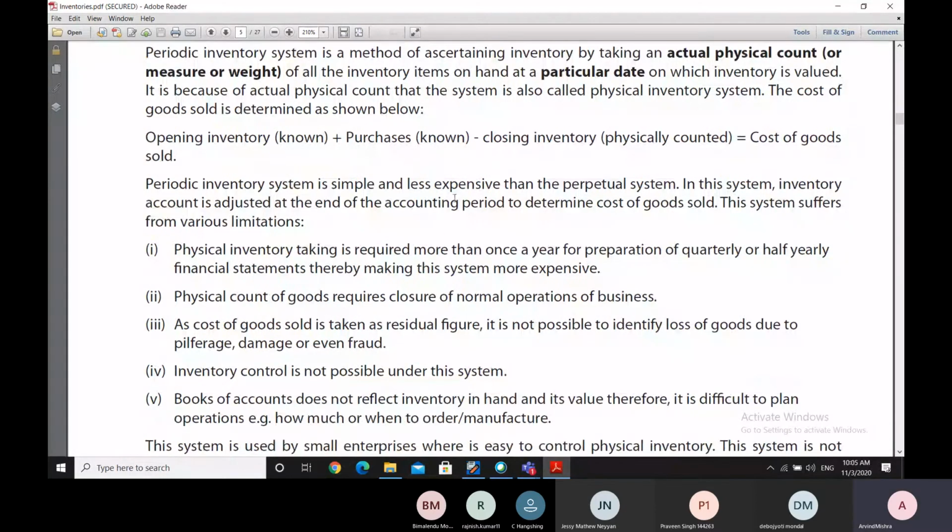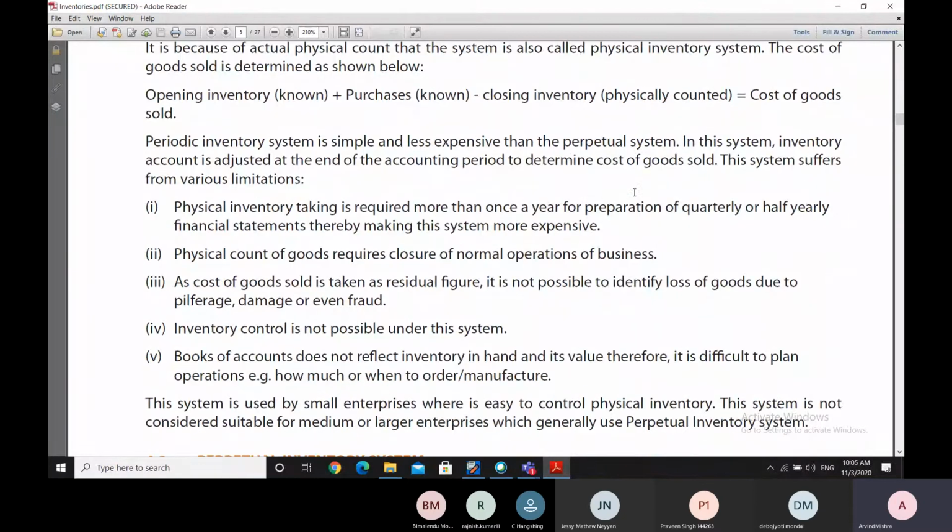Now this system is simple and not very expensive as compared to the perpetual system. In this system, the inventory account is adjusted at the end of the accounting period. At the end of the period, the inventory account is adjusted to determine the cost of goods sold. When the cost of goods sold has to be determined, at that time the inventory account is adjusted.